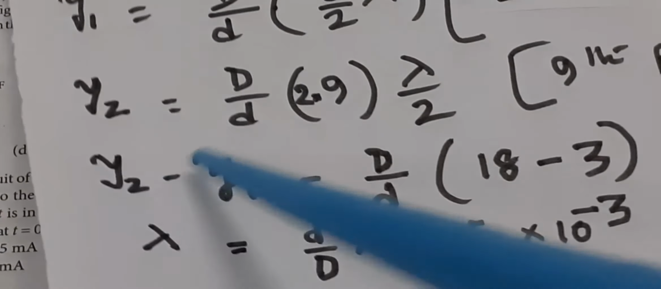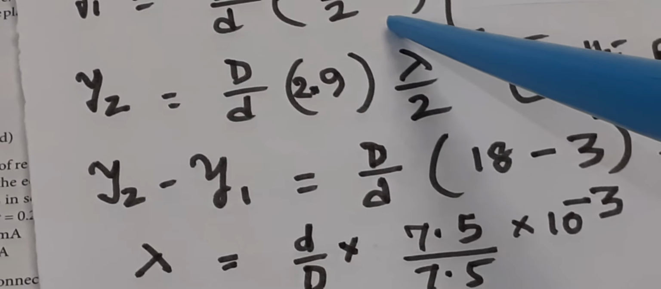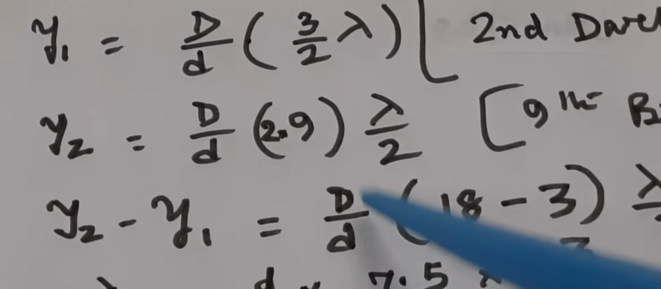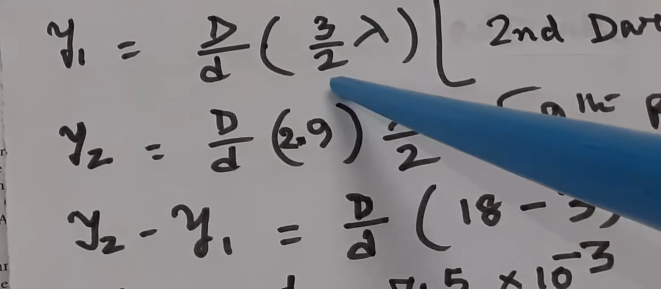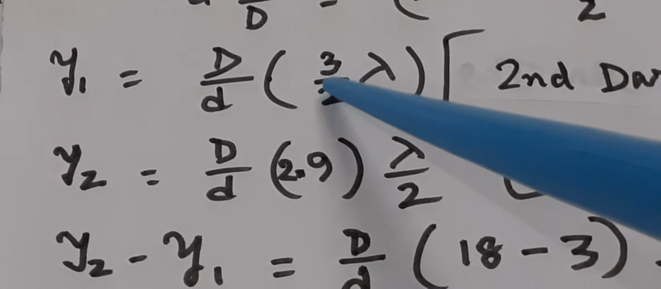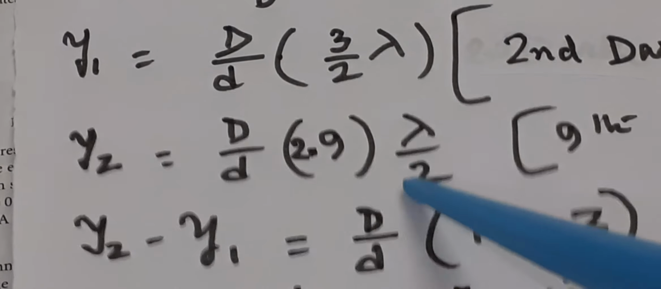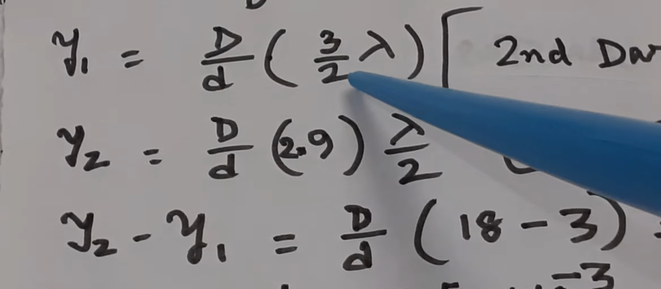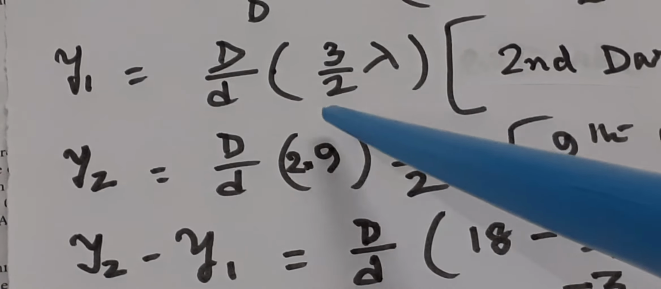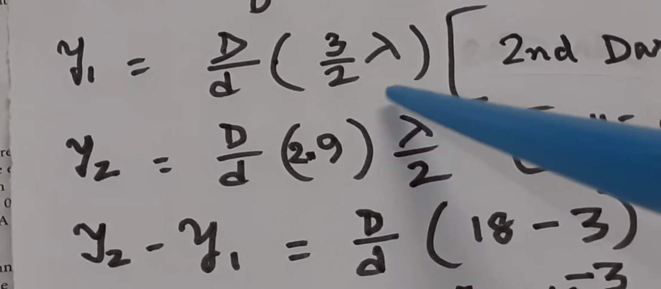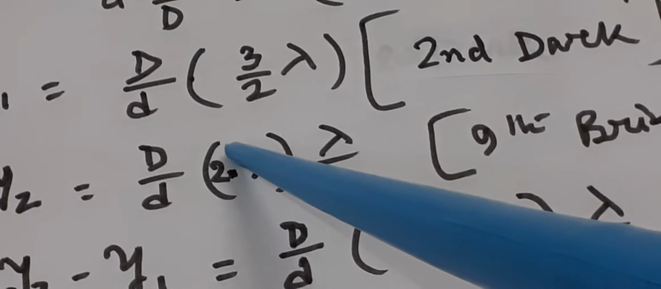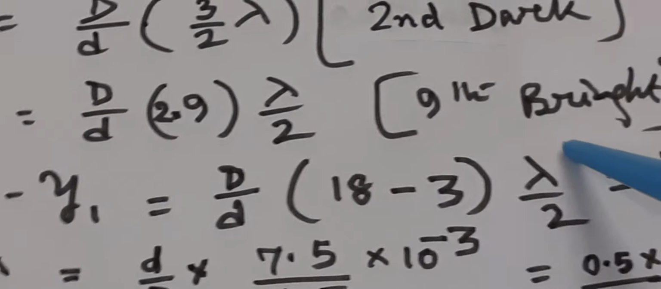Now y2 minus y1 will give the distance between the second dark and the ninth bright. That means big D by small d is common. This is 18 minus 3 by 2, 1.5, by 2 is here also. Now this 18 means 9 minus 1. We can simplify it in this way, lambda by 2 is taken here. So this will be 18 minus 3 into lambda by 2.